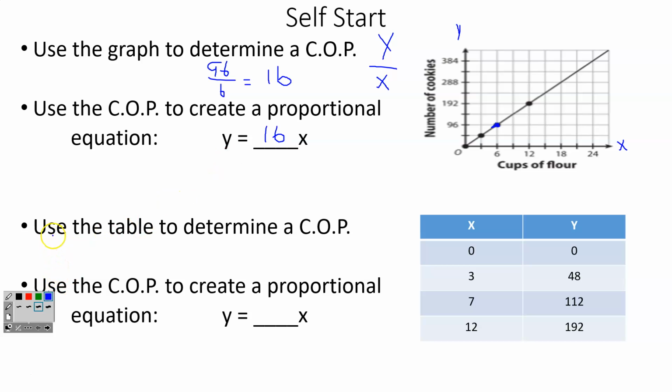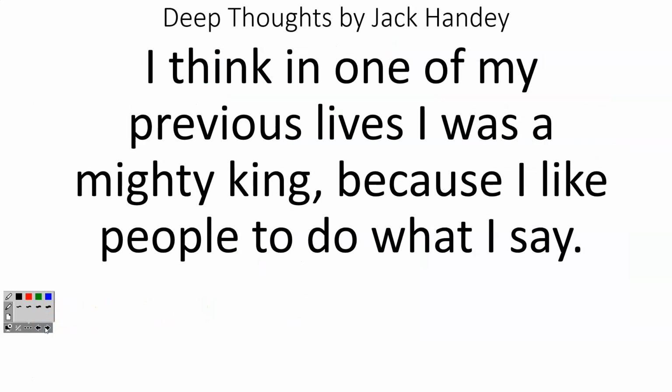Next one says use the table to determine a COP. Okay, so again, it's the same concept, y divided by x. So I'm going to use this address right here. I'm going to do 48 divided by 3, which gives me an answer of 16. So same thing as above. And guess what? I'm going to take that 16 and put it down in my proportional equation. There's your thought. You're welcome to pause.